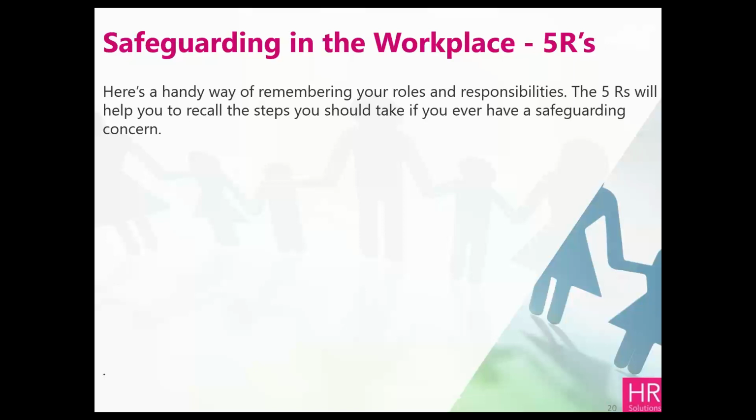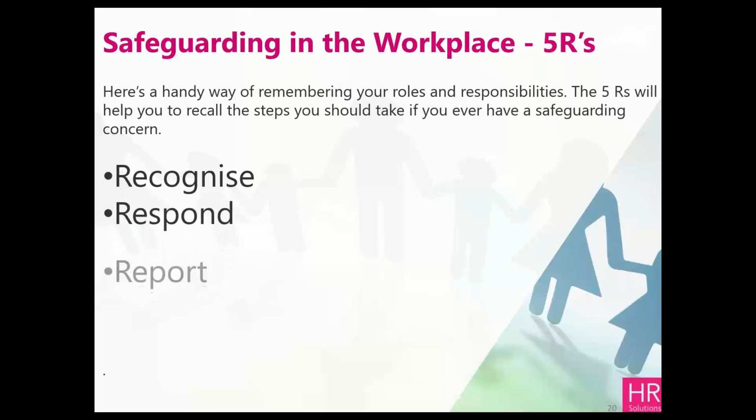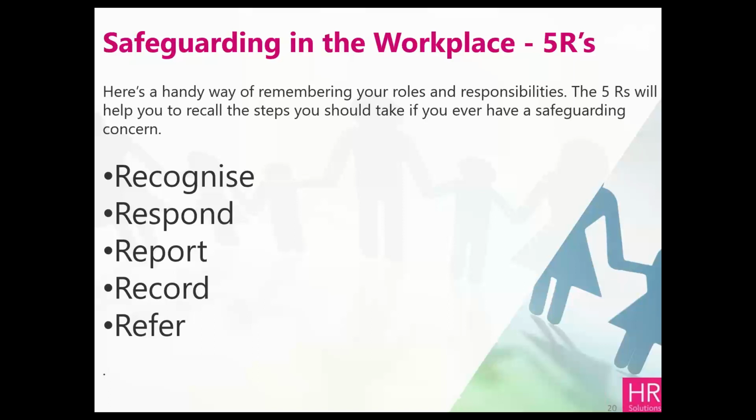So just going to move on to a little model, a handy way of remembering your roles and responsibilities with regards to a safeguarding issue. I don't think any of us really want to get involved with a safeguarding issue, but we equally can't close our eyes and walk away and go home and think it'll be okay, because it may not be. There's a quick model that can help: recognise being the first R, respond, report, record, and refer. It's a well documented model called the 5 R's of safeguarding: recognise, respond, report, record, refer.